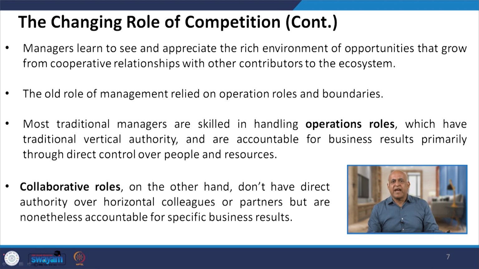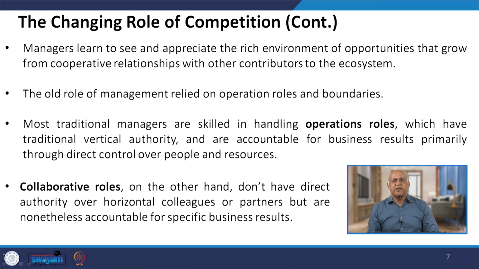The old role of management relied on operational roles and boundaries. This is the modern concept, which was not much preferred earlier, because the old role of management, the one that was appreciated and understood, was the operational role, and in the operational role there was nothing like collaboration. Most traditional managers are skilled at handling operational roles, which have traditional vertical authority and are accountable for business results, primarily through direct control over people and resources. So, a traditional management system will not go for collaboration. They will focus on operational cost and try to reduce it, because that was the traditional way of doing the job, with direct control over the resources.